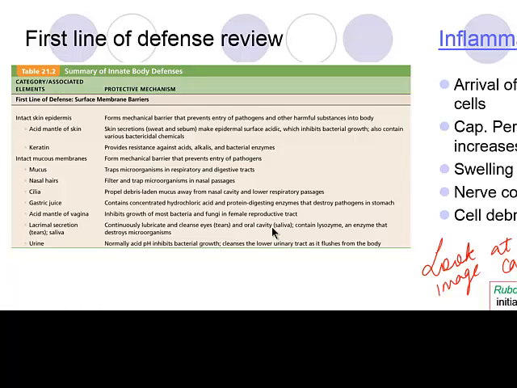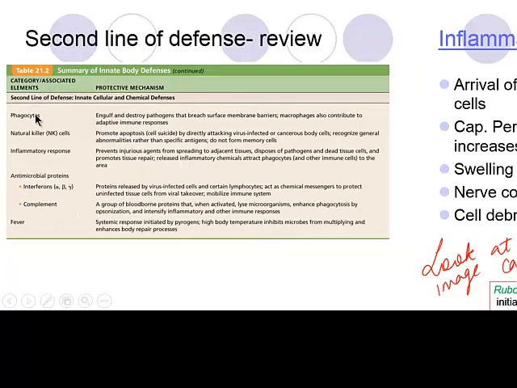microorganisms. And the second line of defense, again, you can see the phagocytes, natural killer cells, inflammatory process, interferon, complement, and fever. So this is a good review slide. You must look at the PowerPoint with your notes because I've tried to put slides which give you a visual representation of that. A lot of your answers are up here.